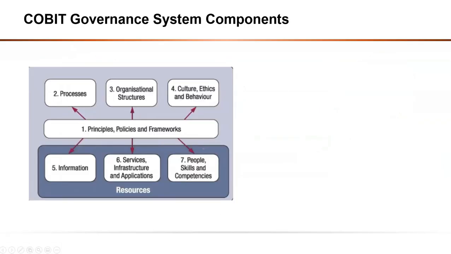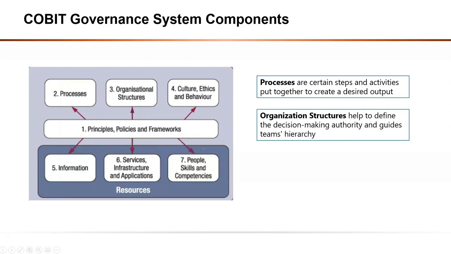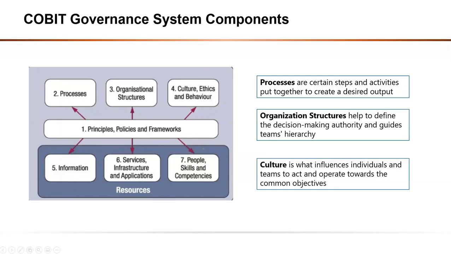Now moving on to the other components, processes. As the name says, processes are certain steps and activities put together to create a desired output. Organization structure helps to define the decision-making authority and guides the teams' hierarchy. The fourth one is culture, which influences individuals and teams to act and operate towards a common objective. Each topic can be a much deeper dive and have a lot more information, but for our purposes, we will keep it high level.